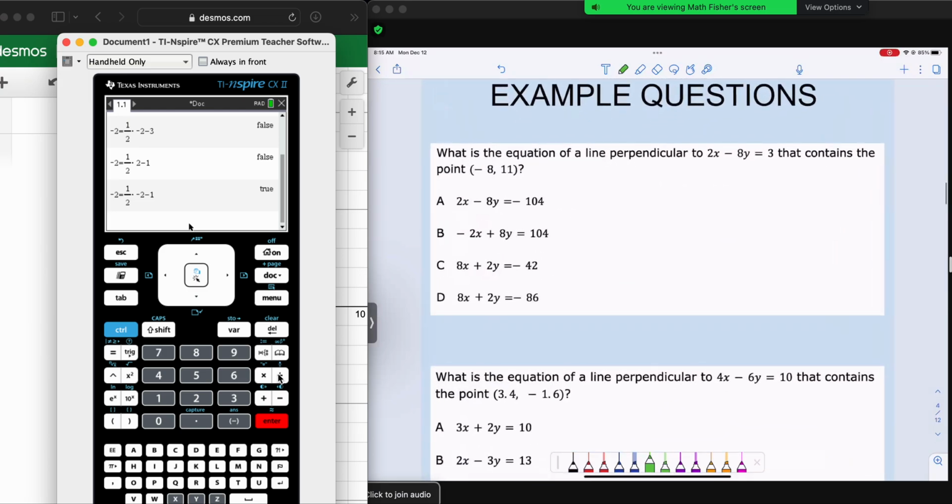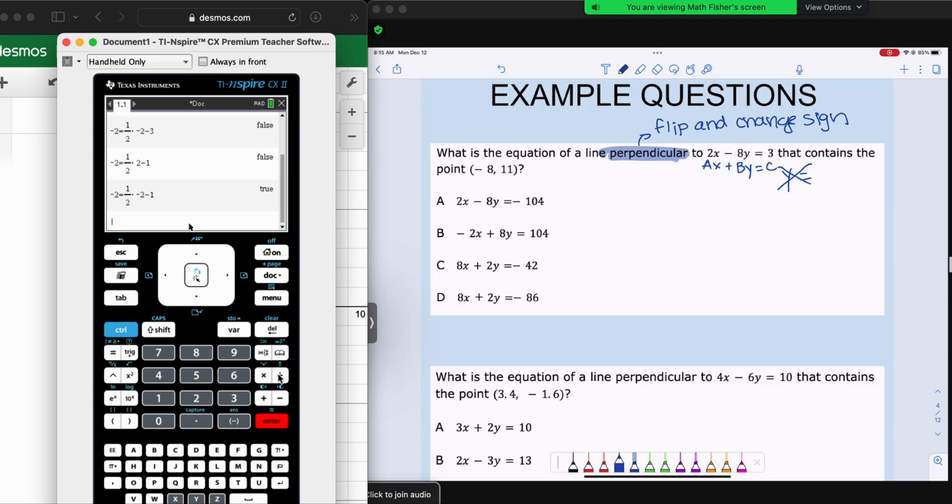This one's a little bit different, but let's read it. What is the equation of a line perpendicular to 2x minus 8y equals 3 that contains the point -8, 11? So I see the word perpendicular, which means to flip and change sign, but this one is not in y equals form. So the y has all kinds of other stuff on the same side. So this is actually in ax plus by equals c form.